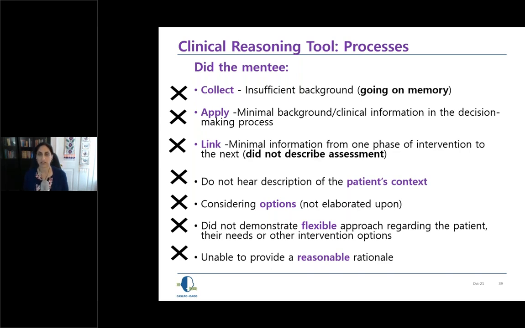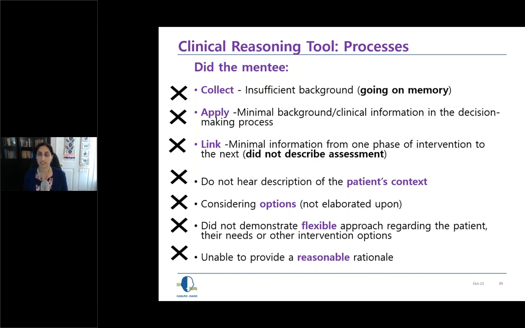So we heard the audiologist there say, going on memory, I don't have the audiogram information with me. So as a result, we didn't really hear much of applying information or linking information or taking into account the patient context. When the mentor asks, can you tell me what your assessment approach was? The mentee didn't really describe their assessment. They sort of were talking around that, but we didn't really hear the mentee describe how they assessed that patient.